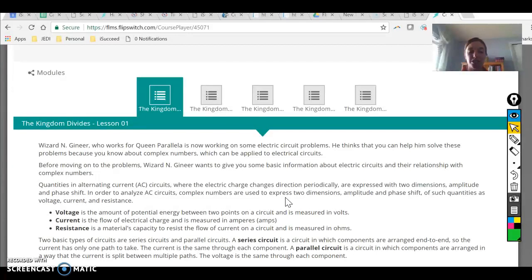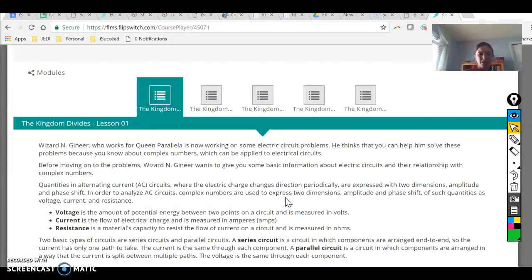Quantities in alternating current circuits, or AC circuits, where the electric charge changes direction periodically, are expressed with 2 dimensions, amplitude and phase shift. In order to analyze AC circuits, complex numbers are used to express 2 dimensions, amplitude and phase shift, of such quantities as voltage, current, and resistance. Voltage is the amount of potential energy between 2 points on a circuit, and it is measured in volts. Current is the flow of electrical charge and is measured in amperes, and we shorten that to amps. Resistance is the material's capacity to resist the flow of current on a circuit, and that is measured in ohms.